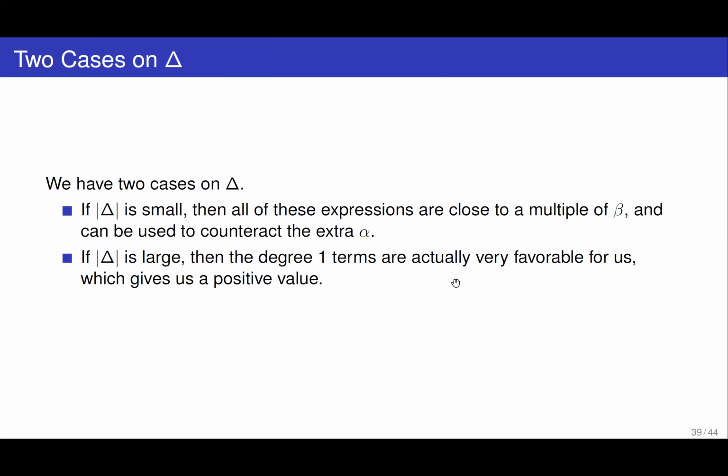So we have two cases on delta. If the absolute value of delta is small, then all of the previous expressions are close to a multiple of beta and can be used to counteract the extra alpha. If delta is large, then the degree 1 terms are actually very favorable for us, which will also give us a positive value.